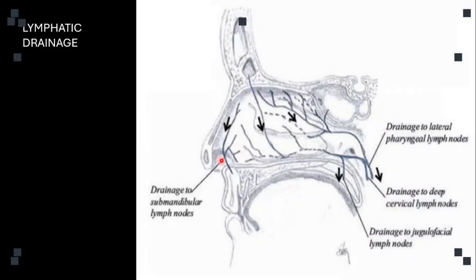So what about the lymphatic drainage? For the lymphatic drainage, you divide the nose into an anterior half and a posterior half. For the anterior half, the lymphatics drain into the submandibular lymph nodes, but those from the posterior half actually drain into the deep cervical lymph nodes, including the jugulofacial lymph nodes. But we have some which drain into the parapharyngeal lymph nodes. So that is the lymphatic drainage of the nasal cavity.